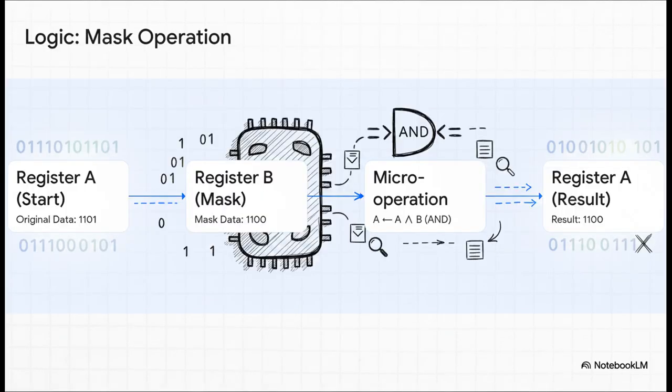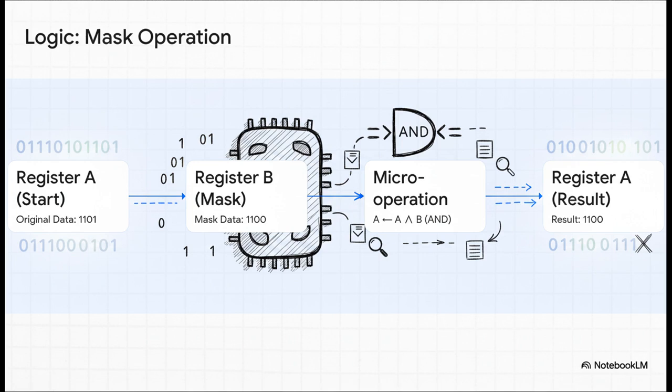Let's look at a quick example of a logic operation, because it's pretty slick. It's called a mask. The idea is to use one set of bits to change another. Here, the AND operation compares 2 bits in the same position. The result is only a 1 if both of the input bits are 1. Otherwise, it's a 0. So we start with our original data, 1101. We apply the mask, 1100.